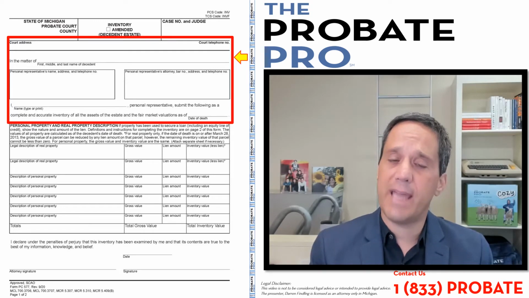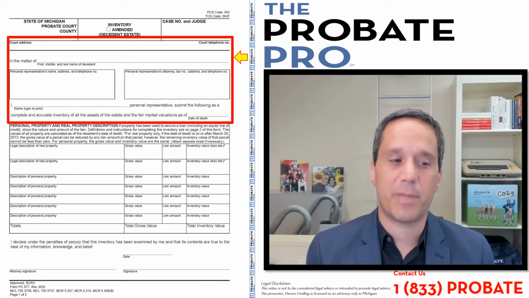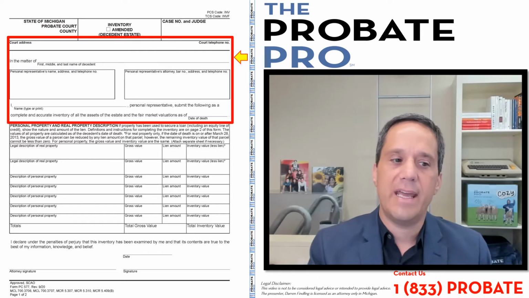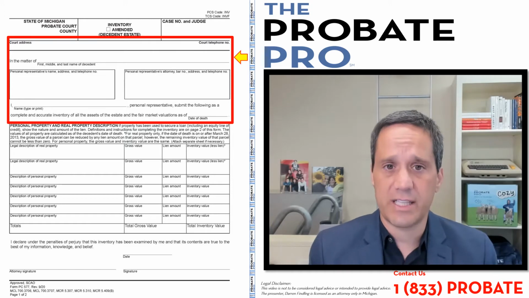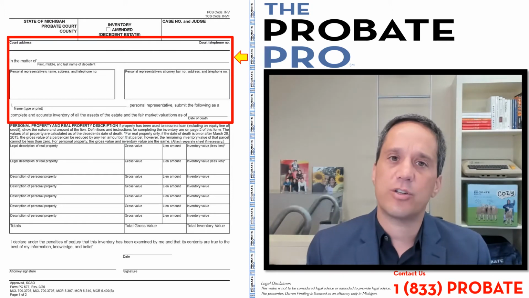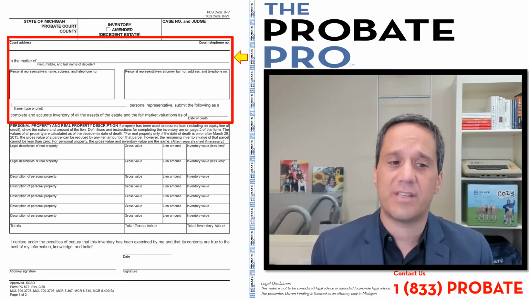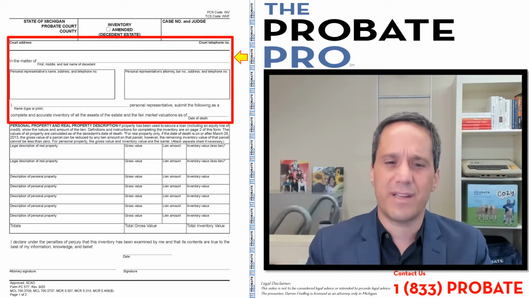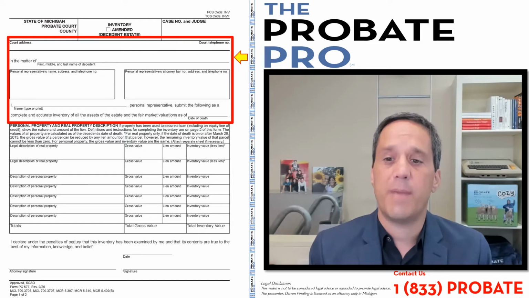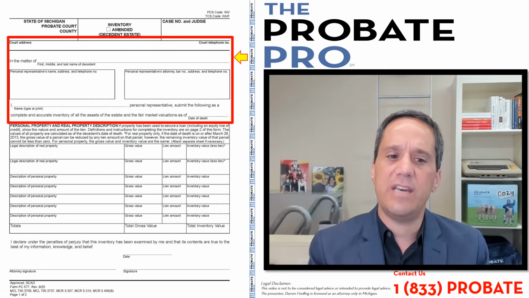Now, again, I strongly urge you to be working with a lawyer because this stuff gets quite complicated. In the section below that is the name of the person that is completing the inventory, in this case the personal representative, and that they're submitting the following as a complete and accurate inventory of all assets of the estate. And the estate means the person that died, the individual that died. That word estate gets confusing to many people. But let's understand what that means when we speak of an inventoried asset as of the date of death.